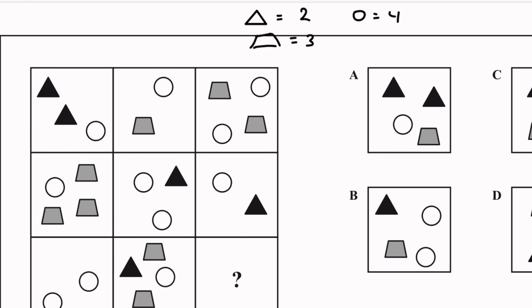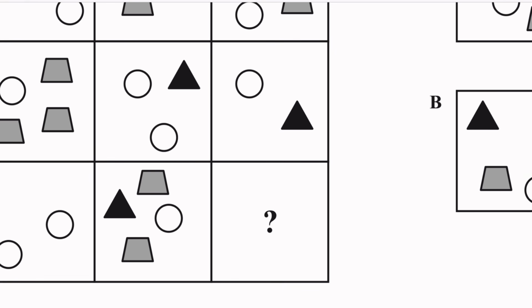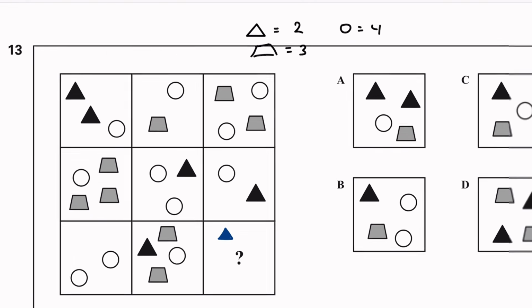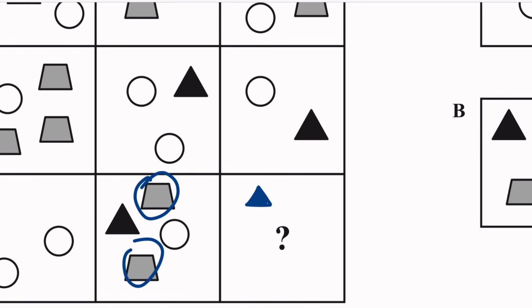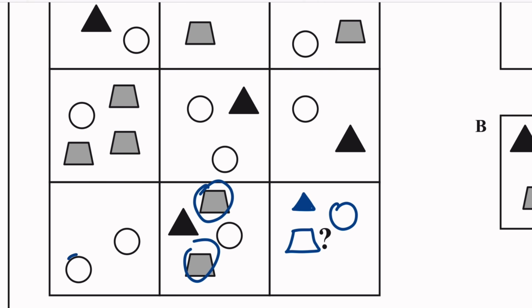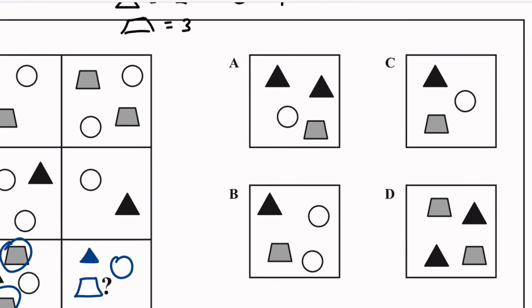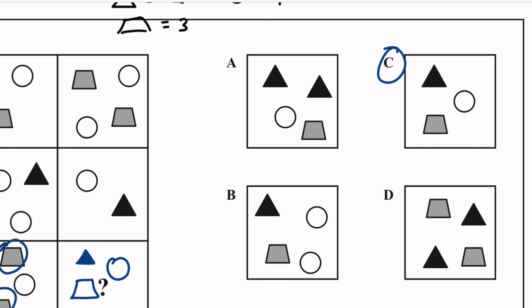So we have to make sure that this third row satisfies that rule. Are there 2 triangles already in this third row? Not really, so there's going to be a triangle in here. Then are there 3 trapeziums? No, there's only 2 over here, so there should be another trapezium. And what about circles? Well, there's only 3 circles outside of that square, so there should be 1 circle here as well. So there should be a triangle, a circle, and a trapezium. Which answer has that? C. C is the only one that has that, so straight away you can eliminate everything else. C is our answer because of that.